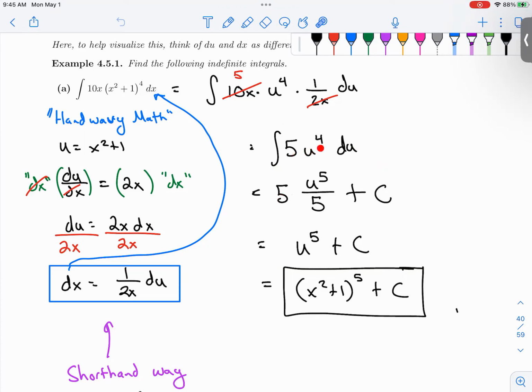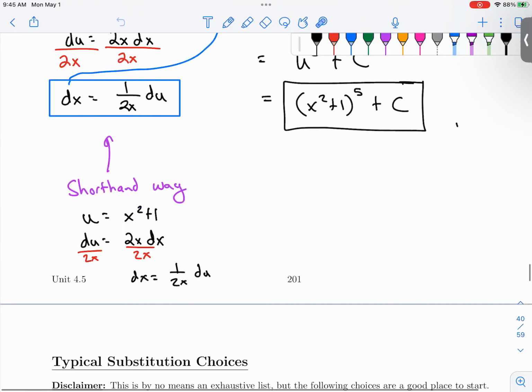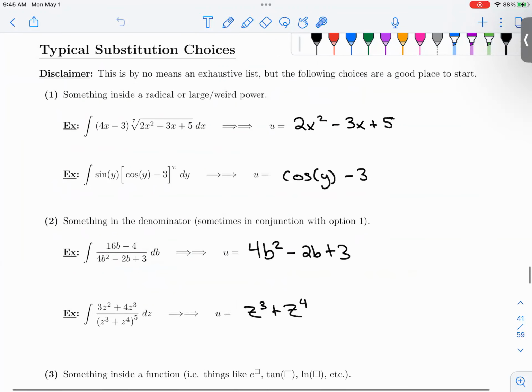5 comes out front, u to the 5th over 5 plus the constant c. Canceling the 5s, you get u to the 5th plus c. And then at the very end, only at the very end, will you replace your u back with your original variable. And then we talked about the typical choices. This is not an all-encompassing list, as you guys remember. It doesn't always work out. Your first attempt doesn't always work out. That is why I always recommend using scratch paper on the side.